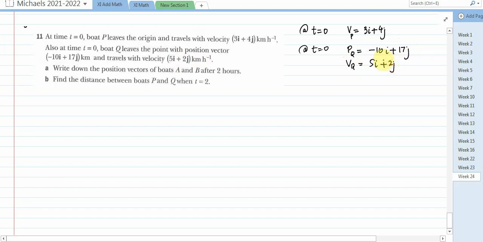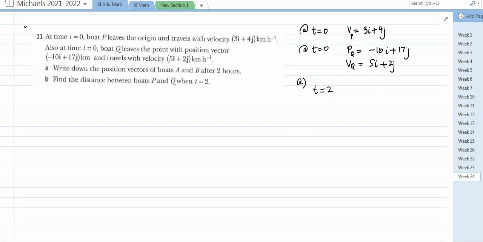Write down the position vector of boats P and Q after 2 hours. So for the first part, we know that the value of time is 2 hours. You need to find out the position vector of boat P and boat Q. First give it a try, think about the possibilities of this question. You have 2 minutes only for the thinking part, and then I will begin.